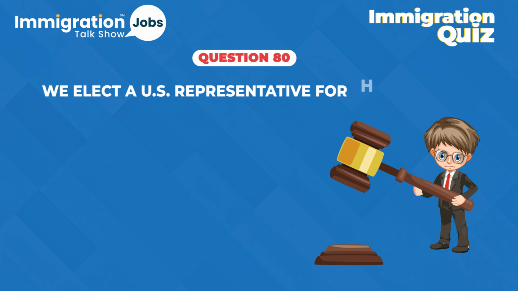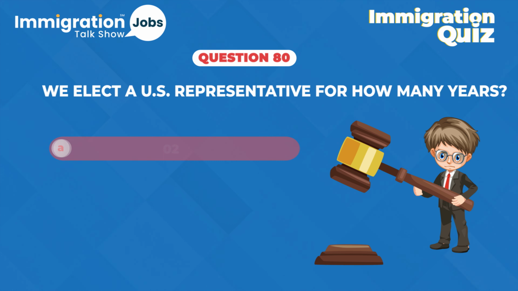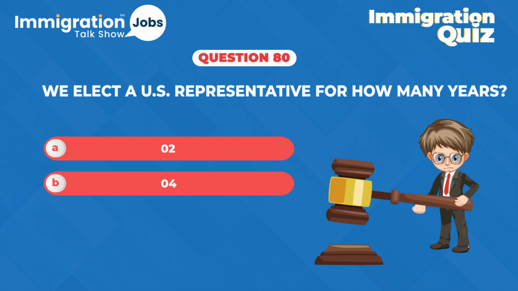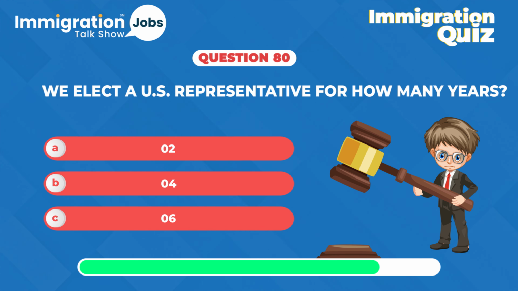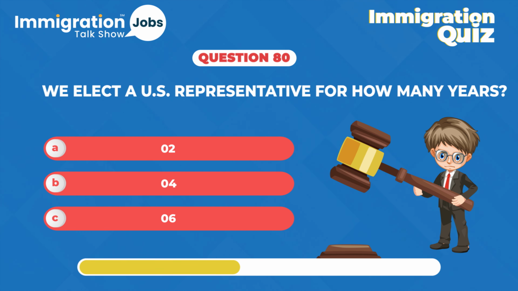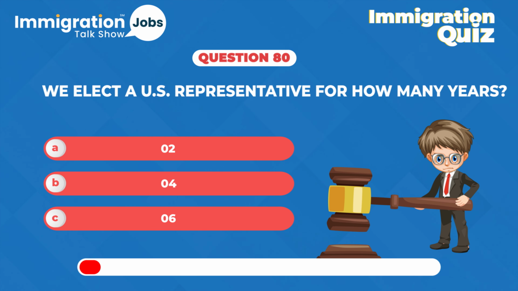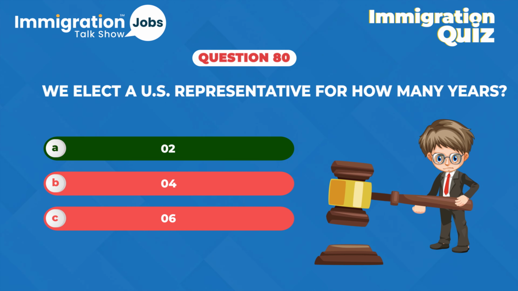We elect a US representative for how many years? Option A, 2. Option B, 4. Or option C, 6. And the correct answer is option A, 2.